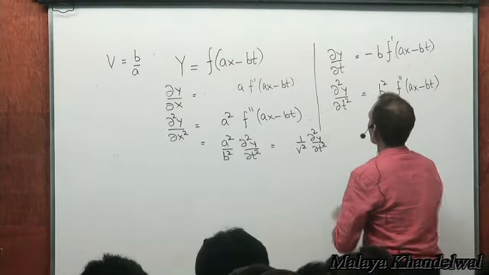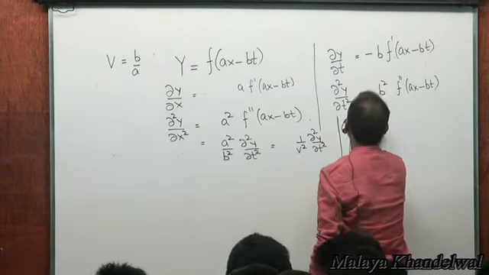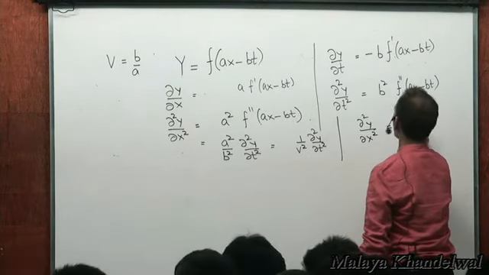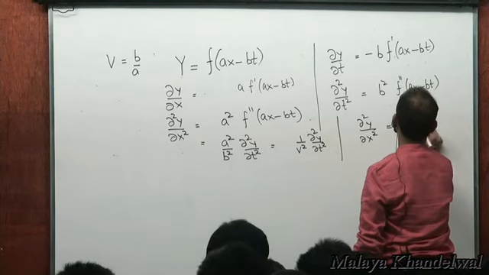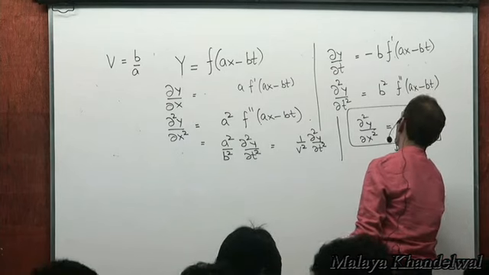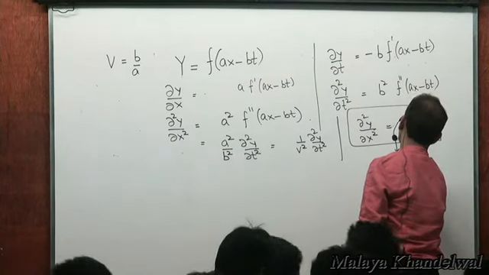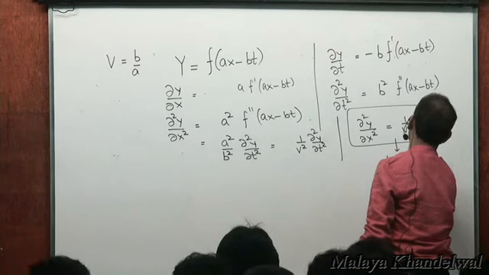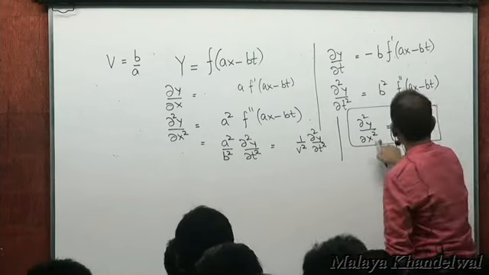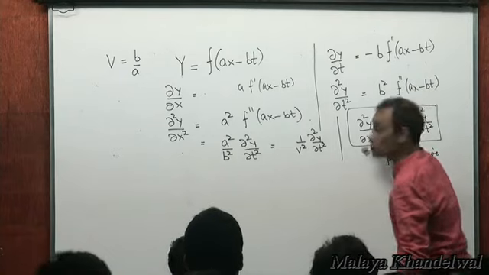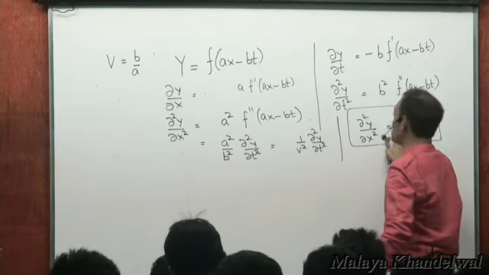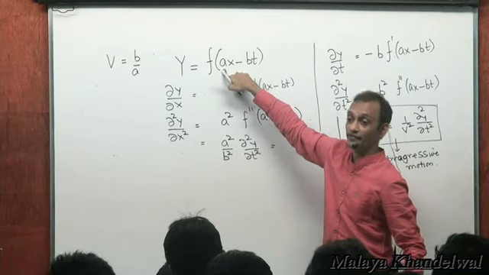So dou 2 y by dou x 2 is 1 by v squared dou 2 y by dou t 2. This is the basic differential equation of a progressive wave motion. In fact, if there is an equation of this kind, then the solution to this equation would be y equal to f of (ax minus bt). The solution to this equation is y equal to f of (ax minus bt).